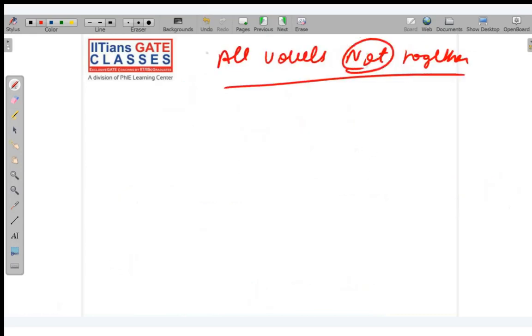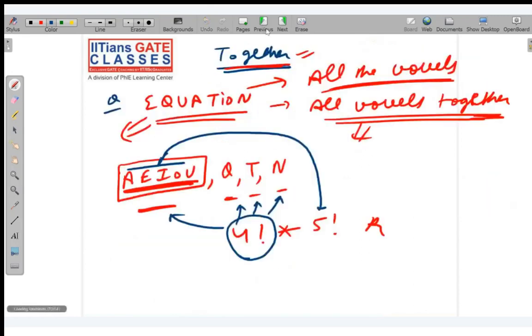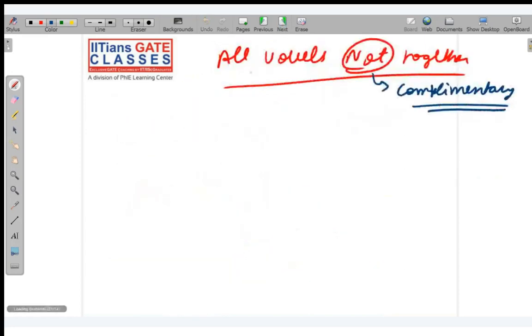Okay. Next is all vowels not together. As soon as you find a "not" kind of thing, you will think it is a complementary problem. So how will we solve it? See, the word EQUATION has how many characters? 1 2 3 4 5 6 7 8. There is no repetition at all, so the total number of jumbled words is 8 factorial.